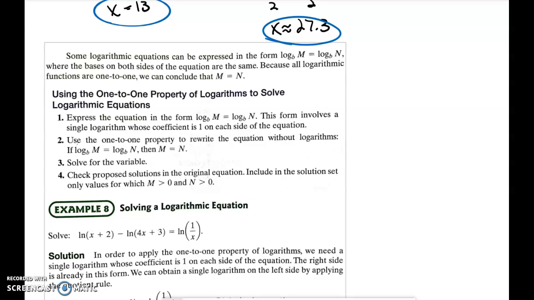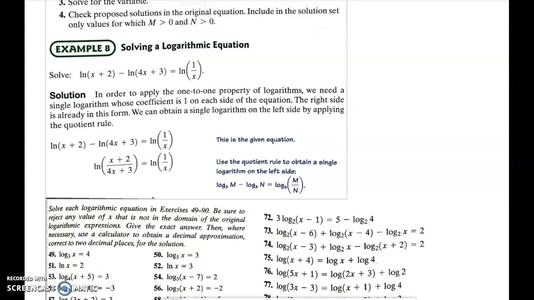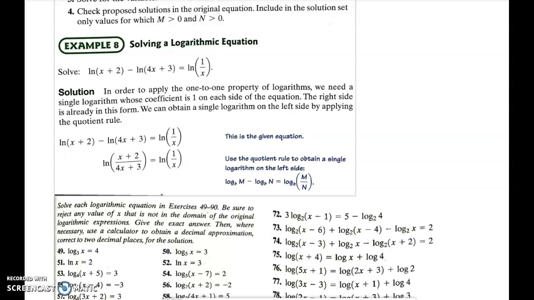And the one-to-one property that's listed, just recognizing again that we have to check all of those answers. And then example 8, I have, again, only a partial screenshot of. This one gets kind of tough. We're subtracting the natural log of those two, so we have a single log on the left-hand side by applying the rule. Then we have the natural log of x plus 2 over 4x plus 3 being equal to the natural log of 1 over x, so we could solve x plus 2 divided by 4x plus 3 equals 1 over x.